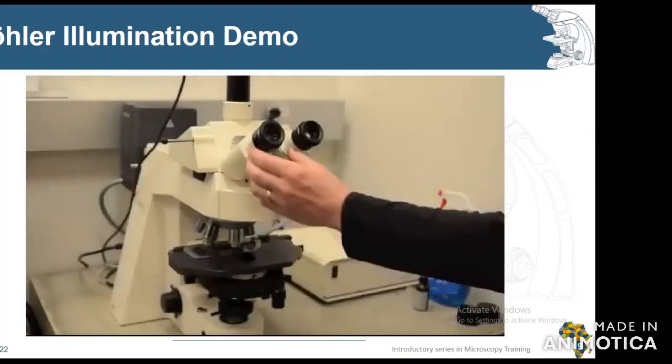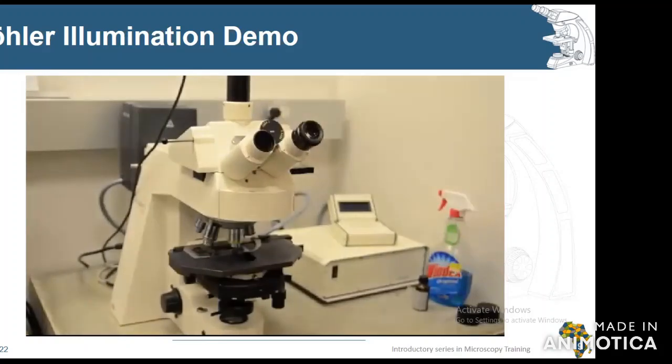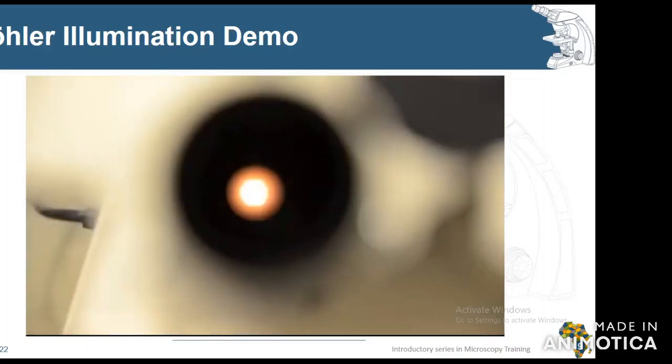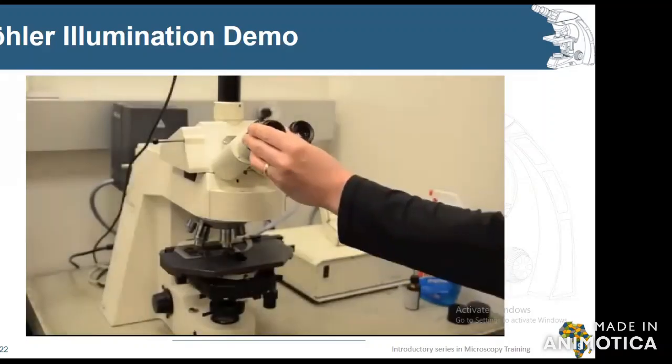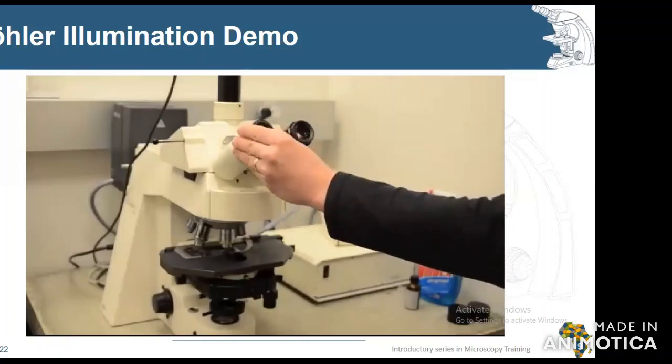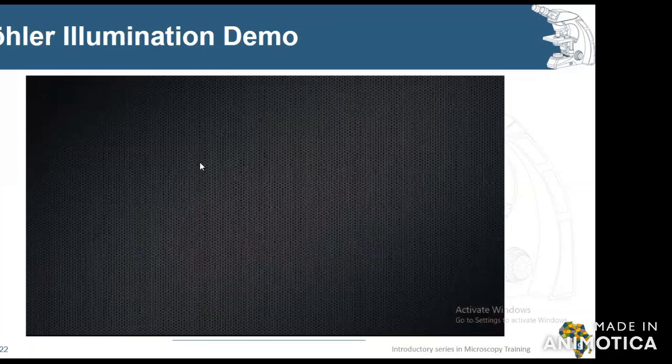Then the next step is you remove one of the eyepieces. Then with your eye, you look deep into the eyepiece and now bring the edge of the diaphragm to the extent that you want it. Then you replace the eyepiece. Then after that, you are ready to go for your imaging.